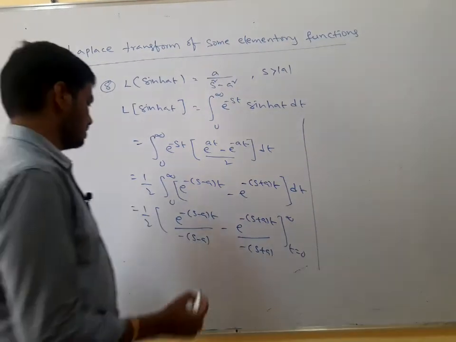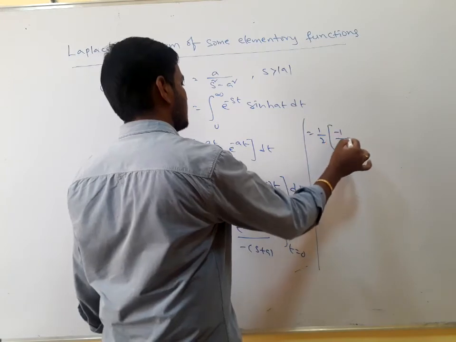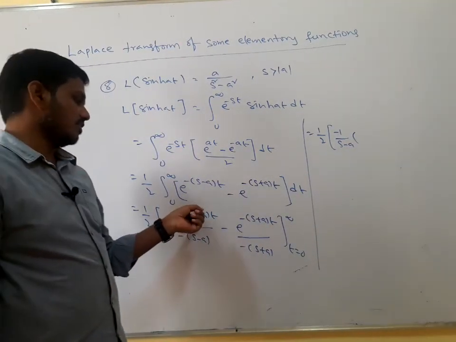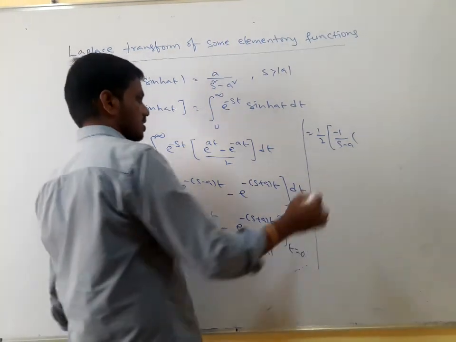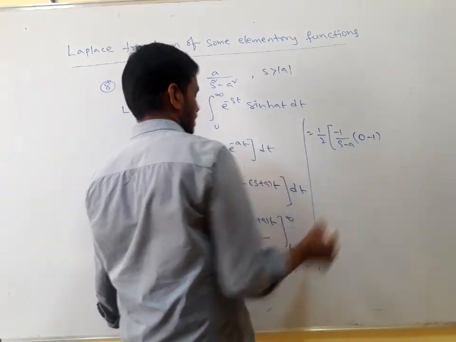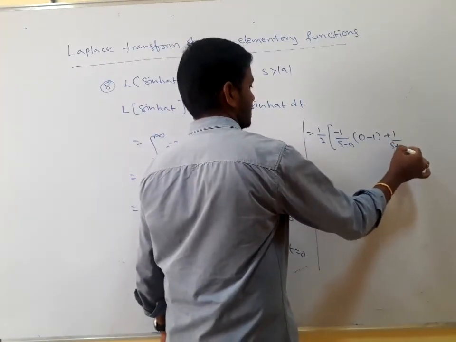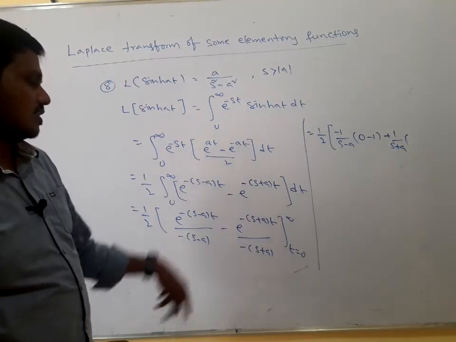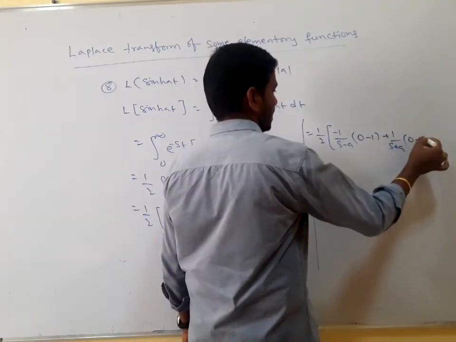Which is equal to 1 by 2 of minus 1 by s minus a. For the upper limit, e to the power of minus infinity is 0; for the lower limit, e to the power of 0 is 1, so it is 0 minus 1. Minus into minus, plus 1 by s plus a: e to the power of minus infinity is 0, and e to the power of 0 is 1, so it is 0 minus 1.